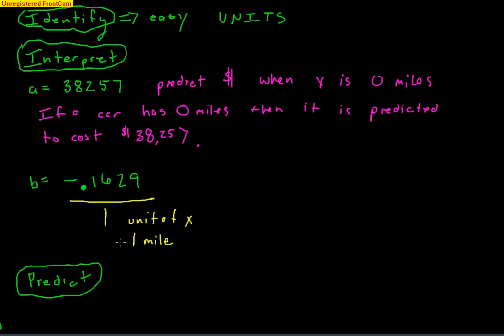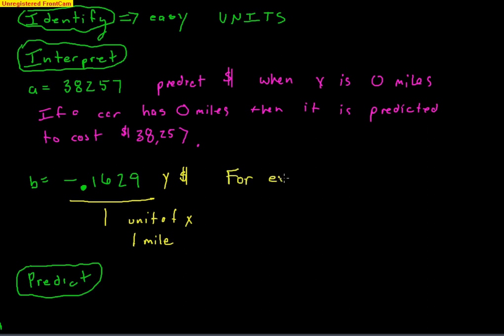So if I make it a fraction, it reminds me of the per 1 unit. Now the top value here is my y value, which is measured in dollars. So this tells me that for every 1 mile that my Ford F-150 travels, I am predicted to have a decrease of about 16 cents, rounding. So let me write that down.